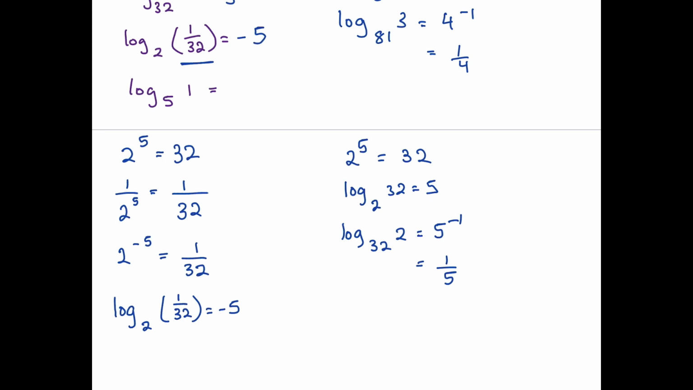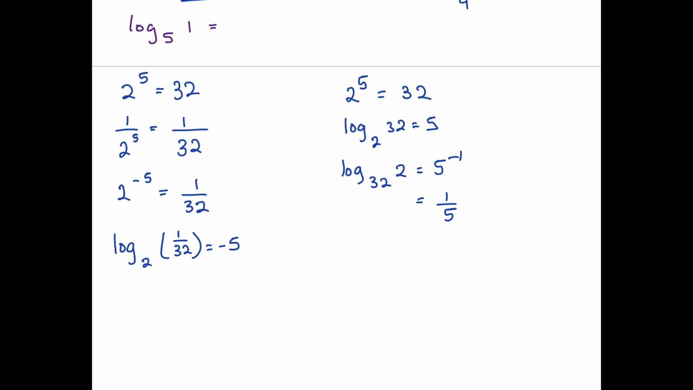And our final question, log base 5 of 1. Okay, so we know that 5 to the 0 is equal to 1. And when we take log of this, we'll have log base 5 of 1 equals 0.